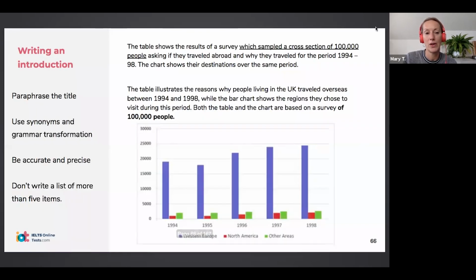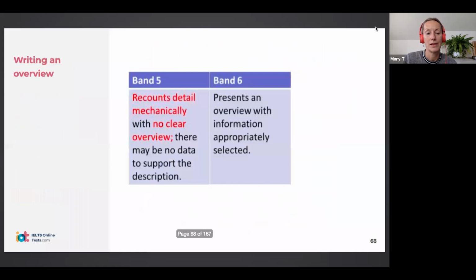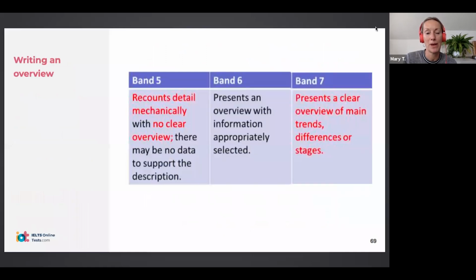All right, so now looking at the next part, which is the overview. Okay, so we have here 3 bands. So most of you will be, I would imagine, aiming for probably 6 or 7. Some of you I noticed slightly more. This is what you need to remember in order to achieve one of these bands. With the overview, it's necessary, you absolutely have to have an overview in order to get a band higher than 5. So if you look at these, you can see the difference.